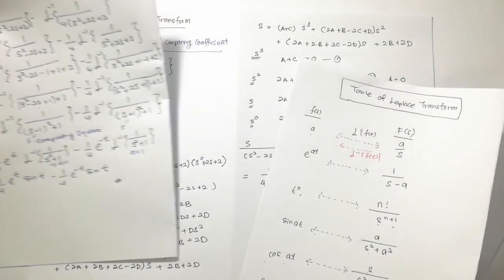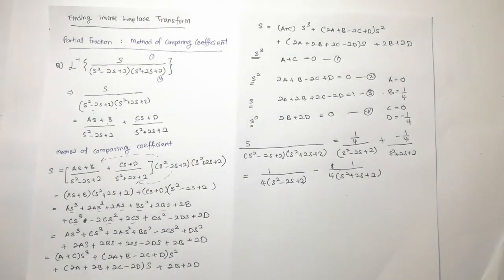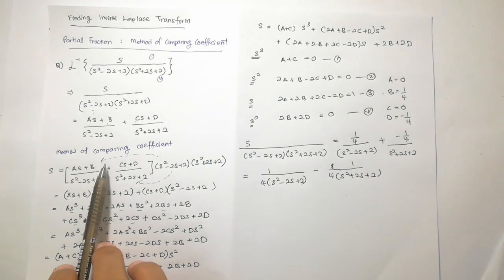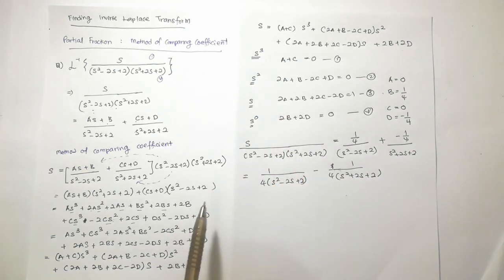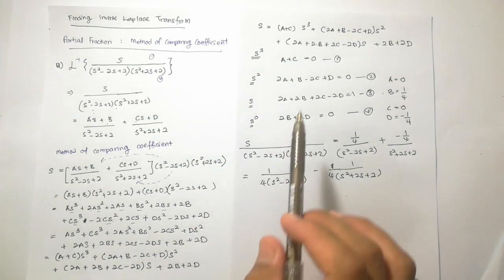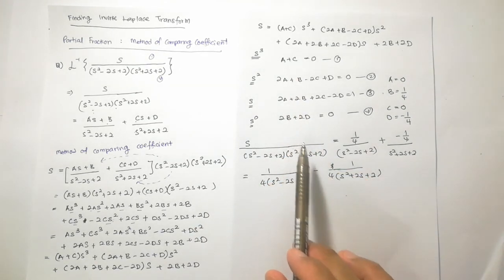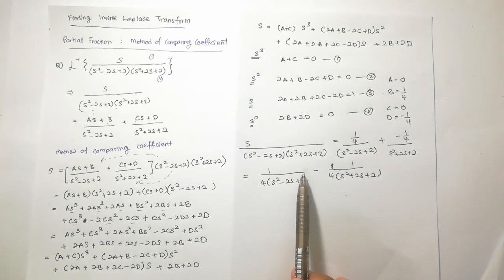For this case, we do the method of comparing coefficients, where we compare coefficients in terms of the s term. We compare the left side of the equation with the right side of the equation to come up with the simultaneous equations, and after that we find our A and B. So hopefully you understand this method to find our inverse Laplace transform.